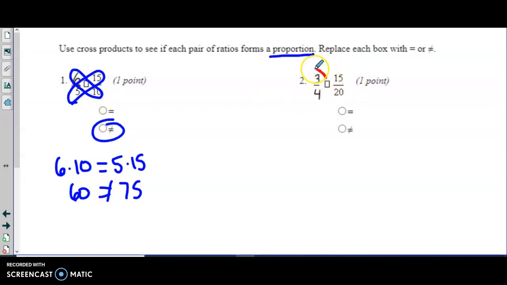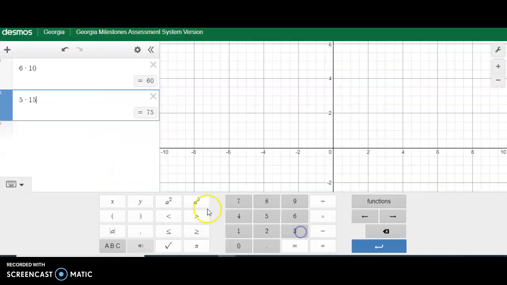We're going to go ahead and cross multiply. 3 times 20, and we're seeing if that equals 15 times 4. Now remember, when you multiply, it does not matter what order you write it in. So you could put 3 times 20 or you could put 20 times 3. The order on this side doesn't matter. Just like you could do 4 times 15 or 15 times 4, the order doesn't matter. So let's go ahead and do these in our calculator.